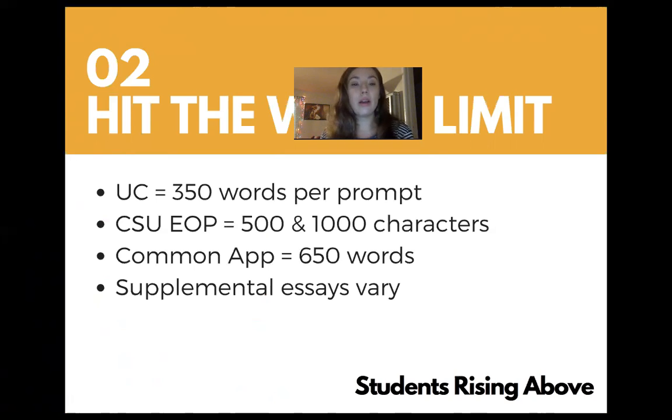Below are the word limits for the other applications that you might have to do. Supplemental essays will vary. But for UCs, again, it's 350 for all 4. So each of your 4 is 350. So in total, you have about 1,300, 1,400? I can't do math, but 1,400 to 1,500 words total to explain yourself, so take advantage of that.